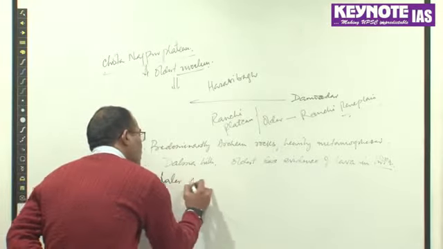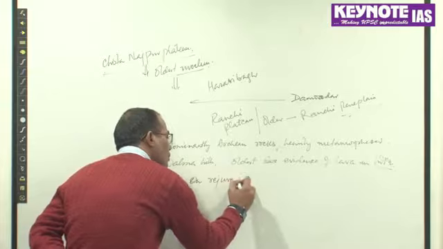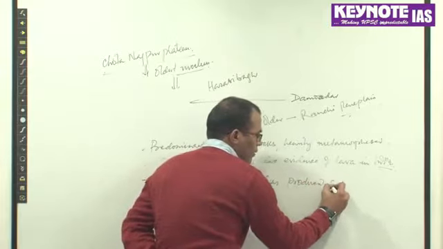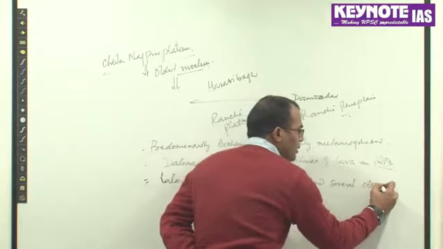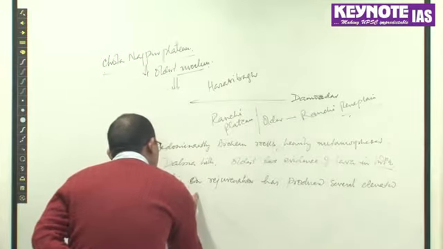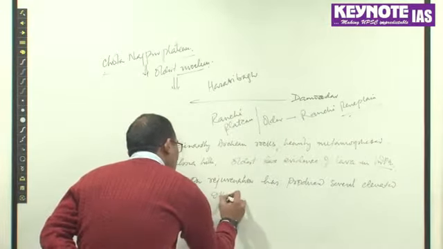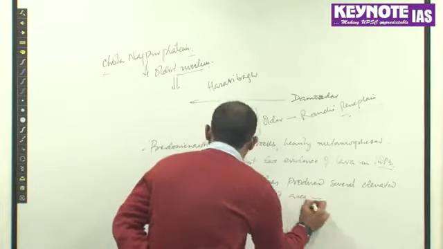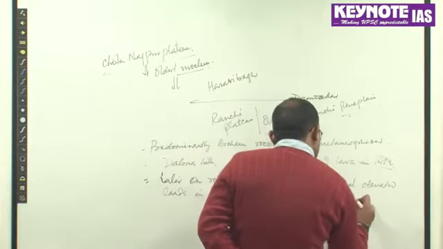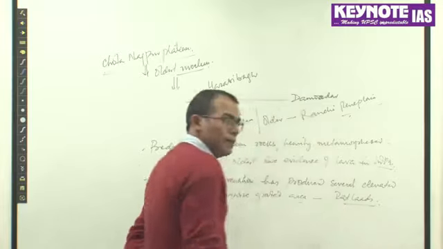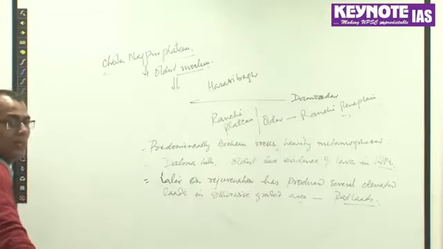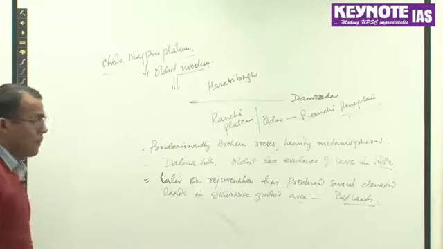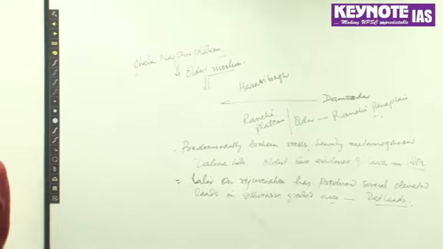Later on, rejuvenation has produced several elevated lands in otherwise graded area, that is called Patlands, which is used as monadnocks or Inselbergs by the different cycle of erosion protagonist. So rejuvenation in the form of upliftment?